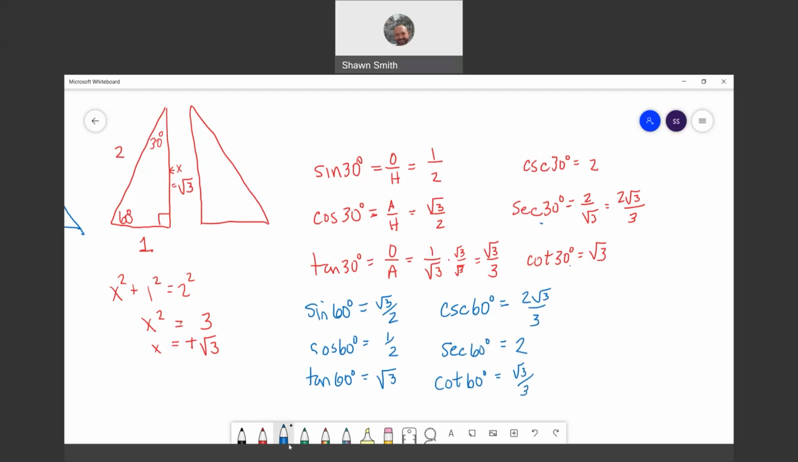And again, you can check and make sure. This right here is still our hypotenuse. For 60 degrees, opposite over hypotenuse gives square root of 3 over 2. Cosine of 60 is adjacent over our hypotenuse. Adjacent to 60 is 1, hypotenuse is 2. So if you know 30, you know 60.